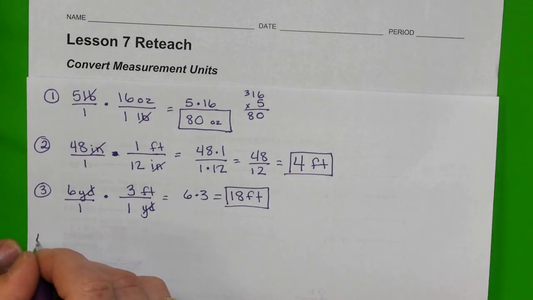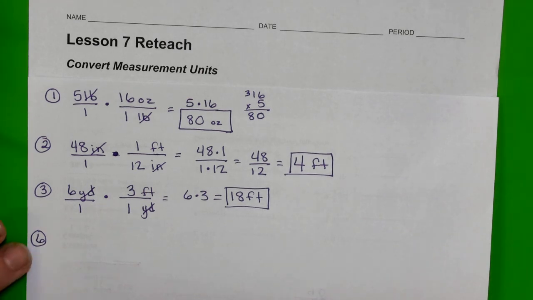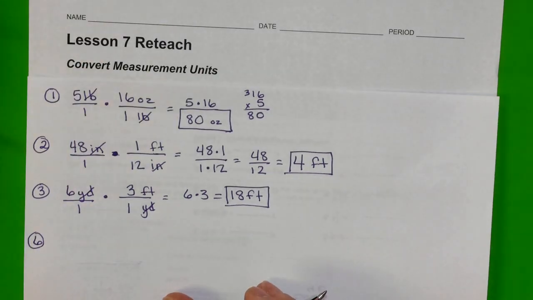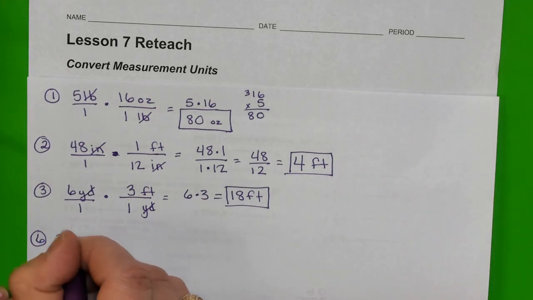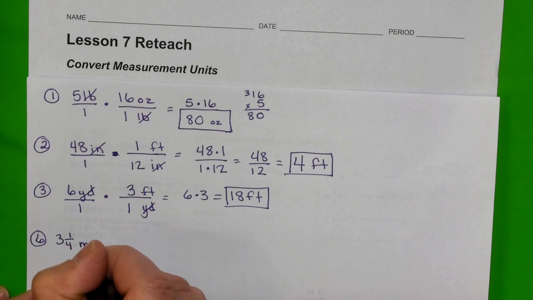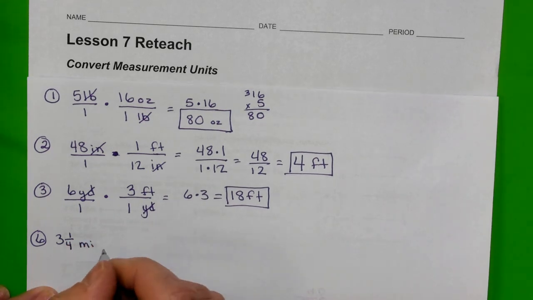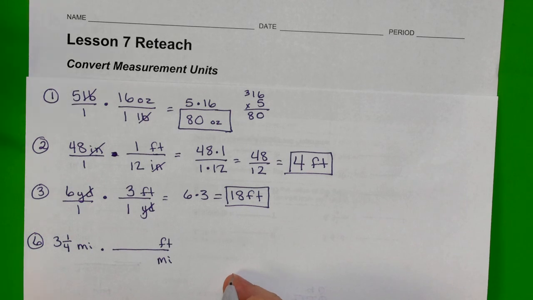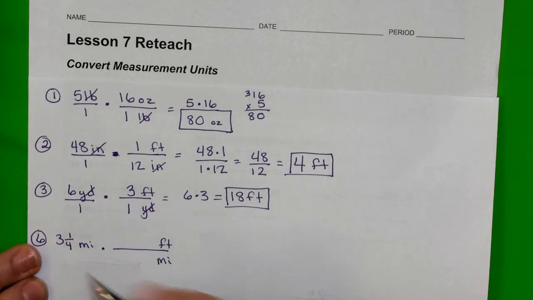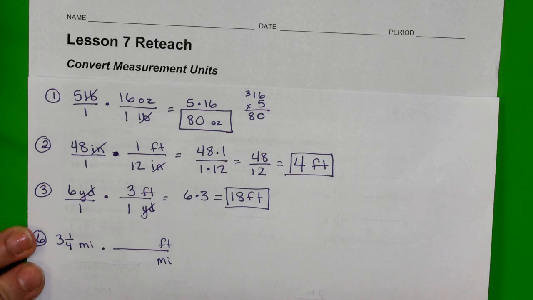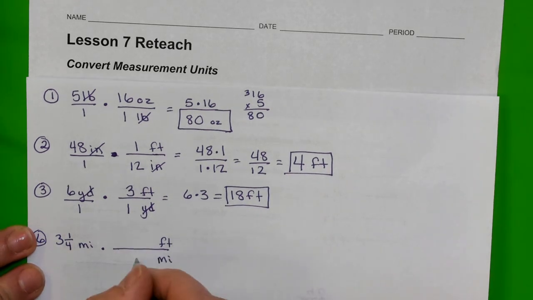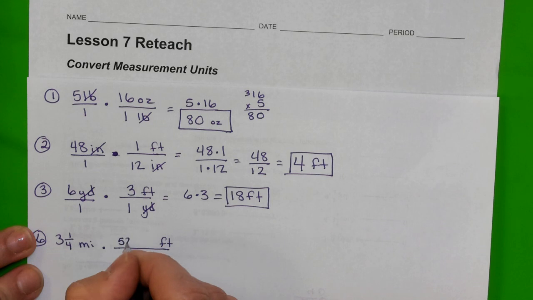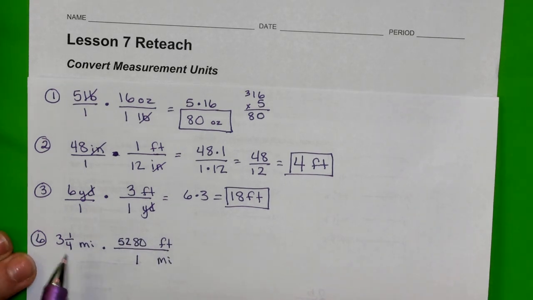Let's look at number 6. Number 6 says 3 1/4 miles to blank feet. So we're going to say feet over miles to cancel out the miles. This is one that you should have memorized. However, if you don't, you can look at your star chart. 1 mile equals 5,280 feet.